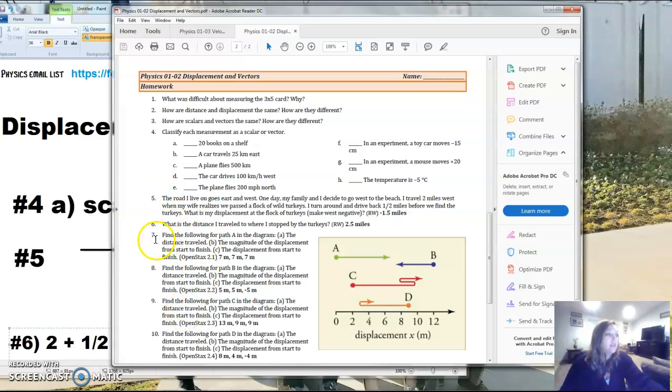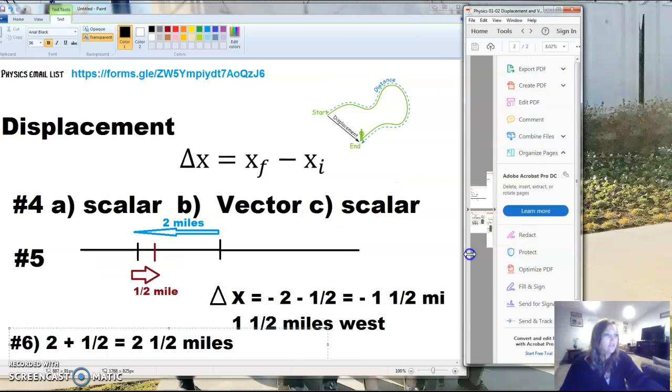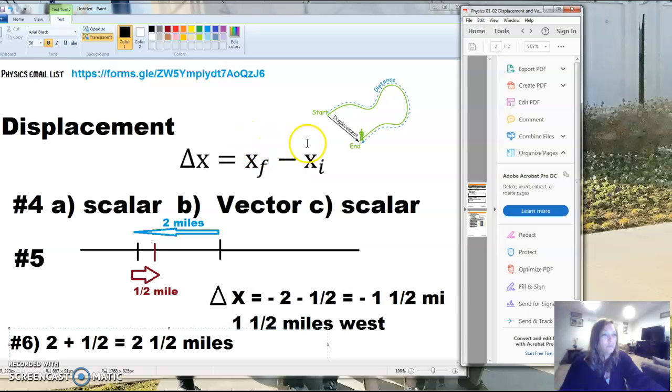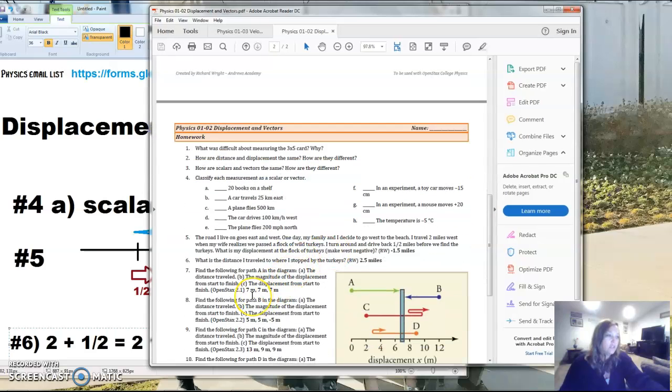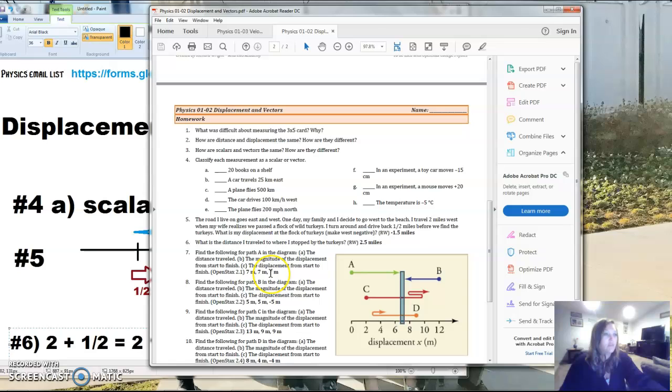So number 7 says, find the following for path A in the diagram. A, the distance traveled. If you look at this picture, A starts at 0, and then you're going to end at 7. So in our delta x equation, you would have 7 minus 0, and that's how you get the answer on your answer key, which is 7 meters. Okay, the magnitude of displacement. Magnitude of displacement is the absolute value from start to finish, so that would also be 7 meters. And displacement is also 7 meters because we only traveled one distance.